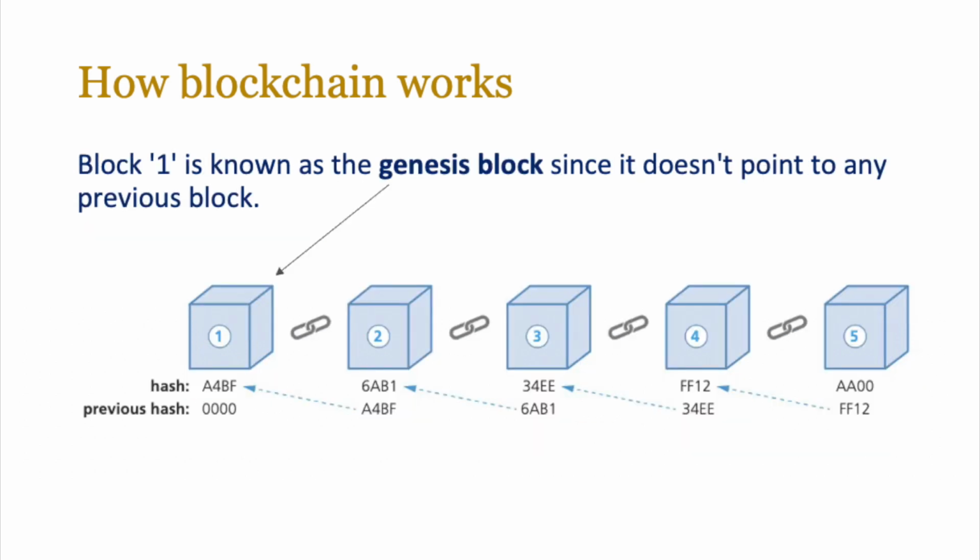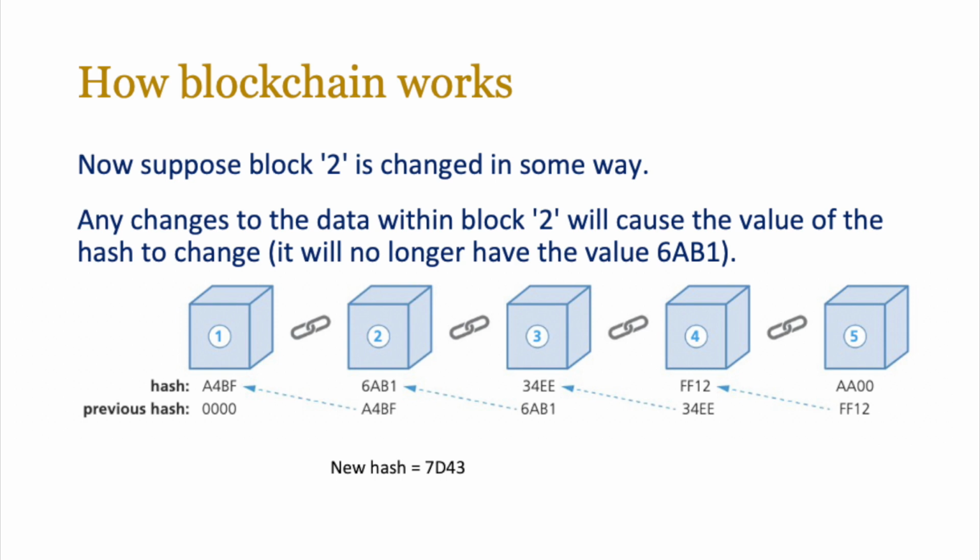So the first block is known as the genesis block since it doesn't point to any previous block. The previous hash value is zeros because there's nothing before it. Now let's look at the security implications. Suppose block 2 is changed in some way.